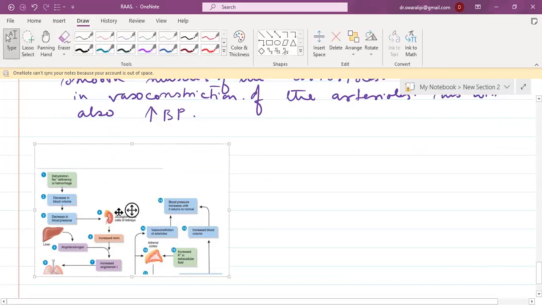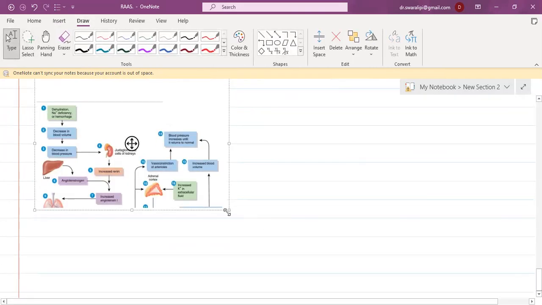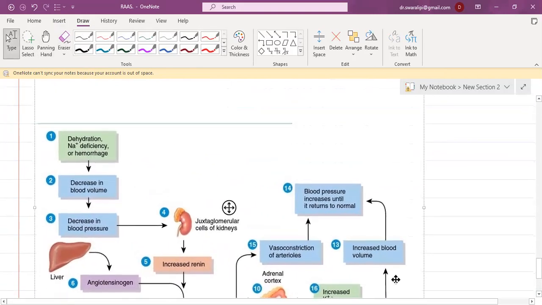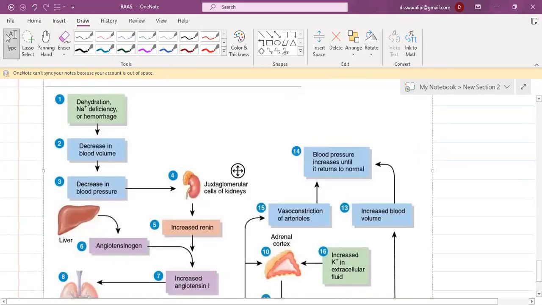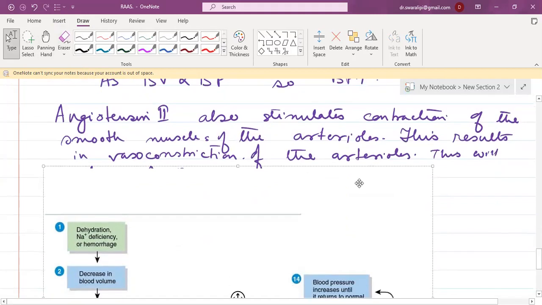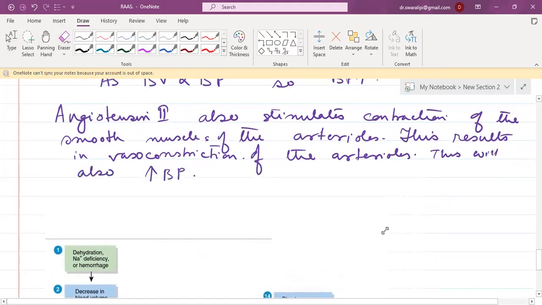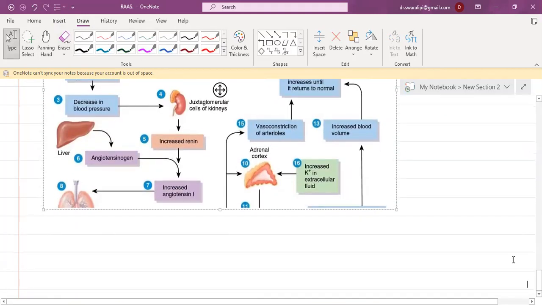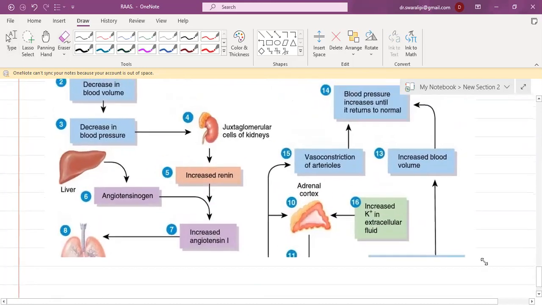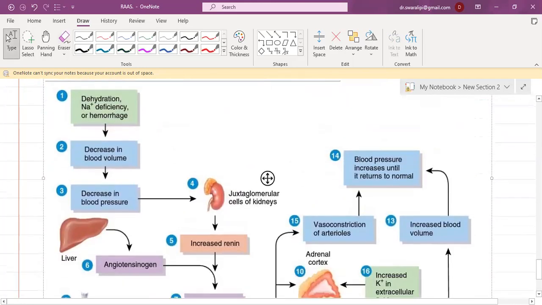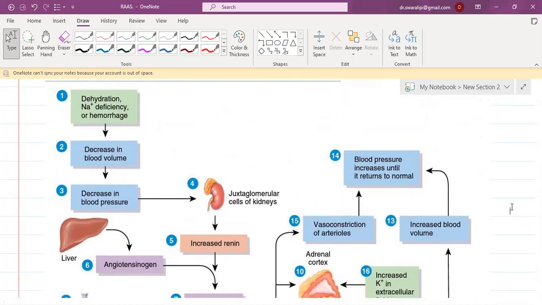Okay, here I have made a brief of the entire process. If you go through this diagram, you'll be able to understand it very well. So I'm putting this diagram for you over here. See the entire process: dehydration, sodium deficiency, and hemorrhage lead to a decrease in the blood volume, and this results in a decrease of the blood pressure.